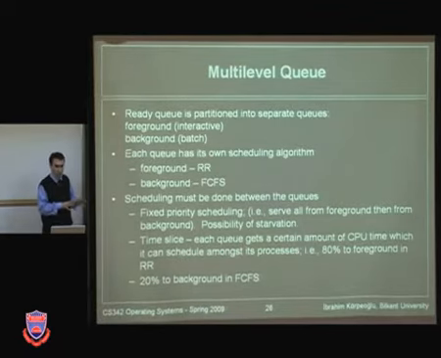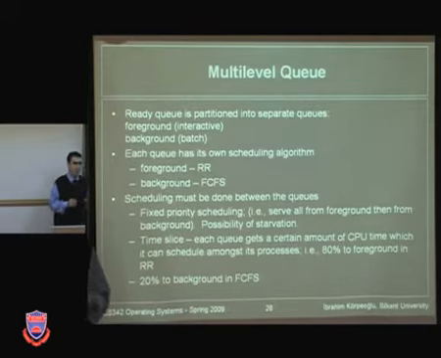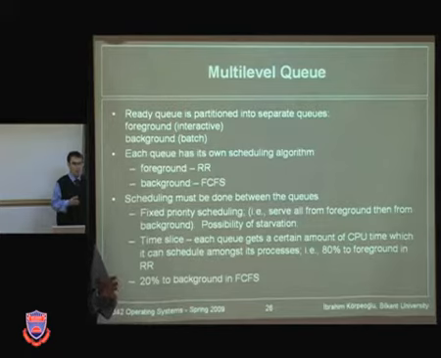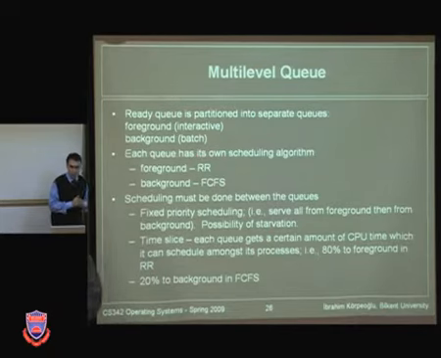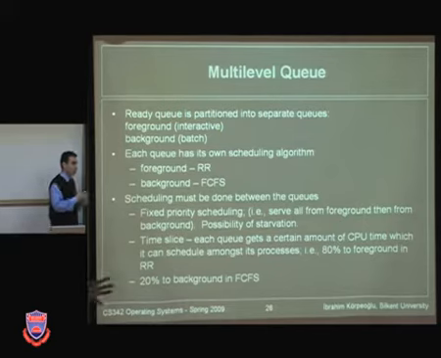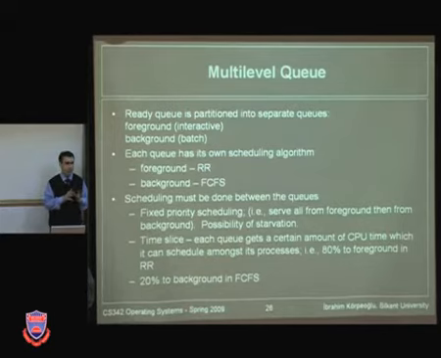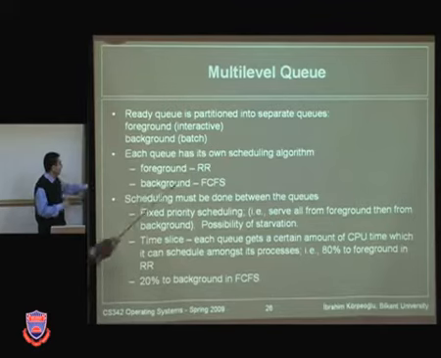The ready queue is partitioned into separate queues so that one queue may include some type of processes, and another queue may include some other type of processes. For example, foreground, interactive processes may be put into one queue, and background processes into another. We can serve the foreground processes with round-robin scheduling because they are interactive. Response time is very important for them, so minimizing it is key. Therefore, they can be scheduled with round-robin.